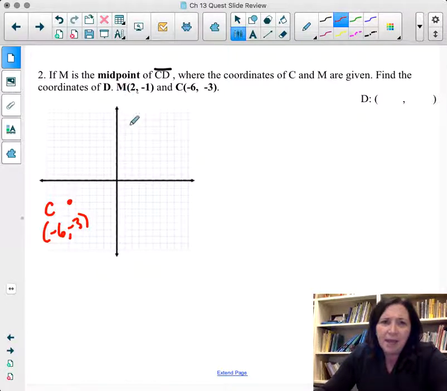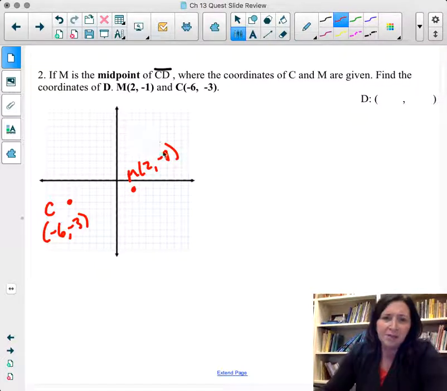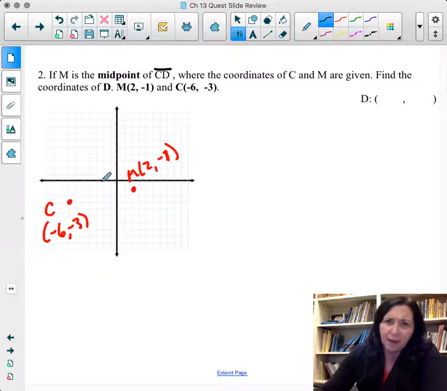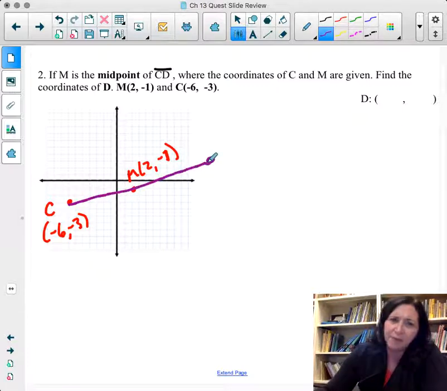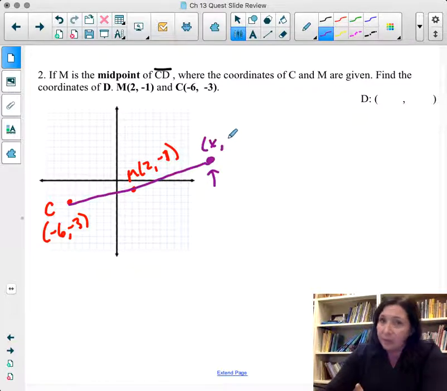You have M, which is your midpoint, and that's at (2, -1). So here's M. Now M is your midpoint, and what that means is that's the line that your line goes through. So if you notice your line, look, C is part of it. So the endpoint that you're looking for is on the other side of M. So you're looking for this point right here, but you don't know what it is. So we're just going to call it, I don't know, (x, y), because we don't know what that is.